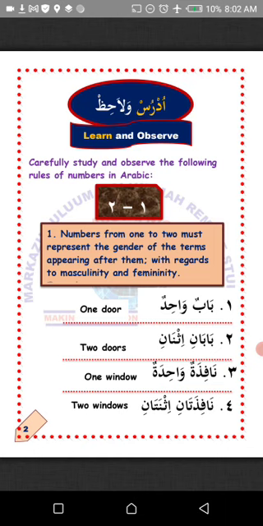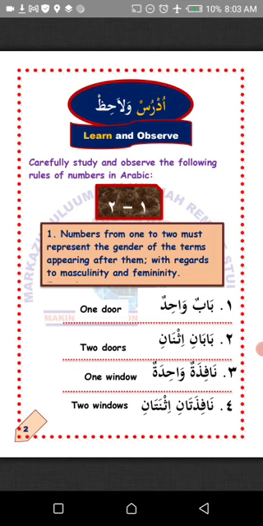Let's try to illustrate that using the examples below. Wahid, number 1. Babun wahid, one door. Ithnan, number 2. Babani ithnan, not ithnatan. We say ithnan because babun is mudhakkar, masculine. Babani ithnan, two doors.